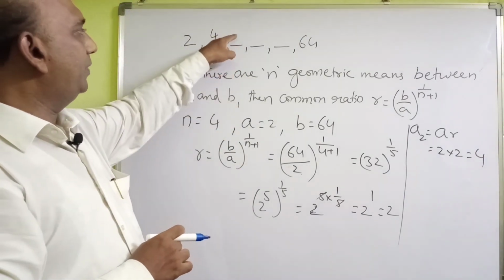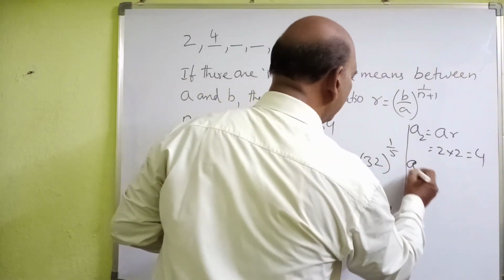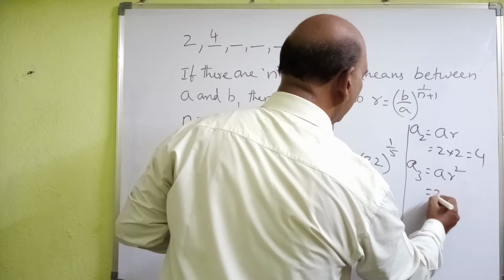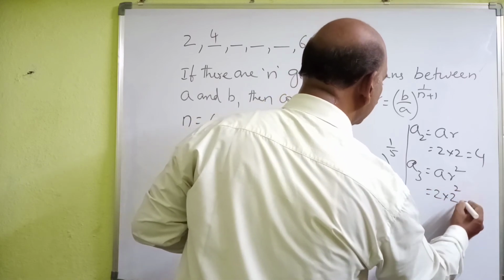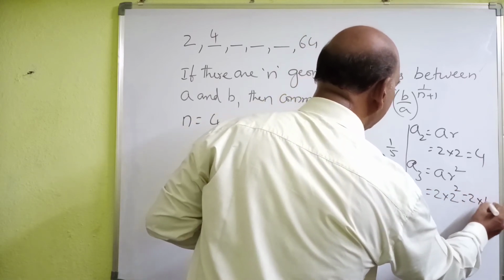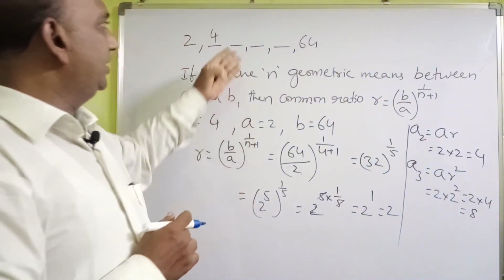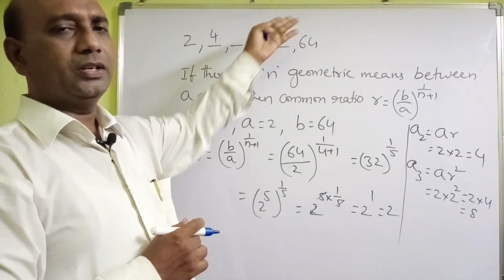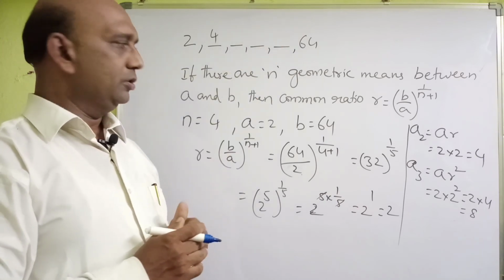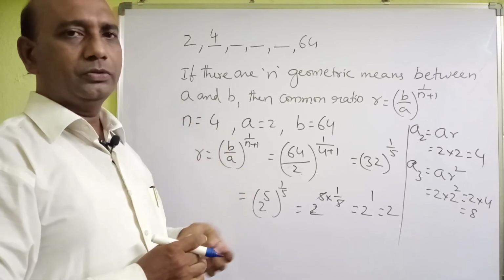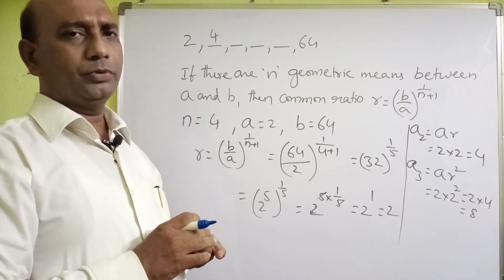Suppose you want to find the third term, general form, a3 is equal to ar square. That is equal to 2 into r is 2 square. That is equal to 2 into 4. That is equal to 8. Like this, we can find any term in the middle. So if we have the a value and r value, we can find any term of the progression.